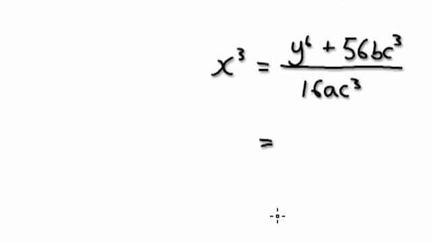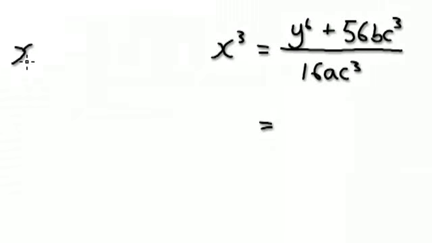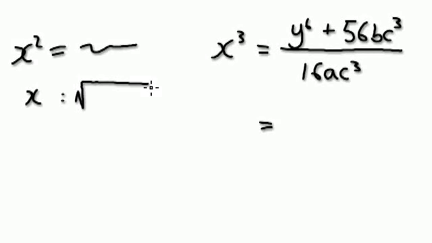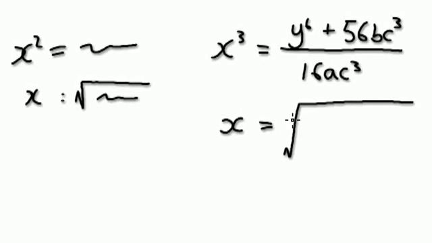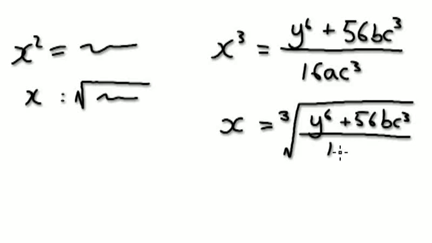Now if you want x on its own, well, if you have x squared equals something, to get x on its own, you would square root both sides. So it will become this. Well, x to the power 3, if you want x on its own, then cube root both sides, so it will be this. And stick a 3 in here, okay? So that means cube root of y to the power 6 plus 56bc to the power 3, over 16ac to the power 3. So x is on its own, okay?